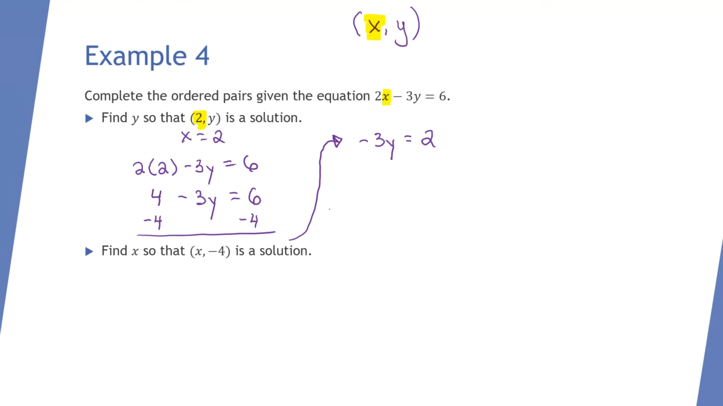Now I want y. I don't want a negative 3 in front of there. That's multiplied. So I need to divide everything by negative 3. So negative 3 divided by negative 3 is a positive 1. So I don't need a 1 in front of my y. I can leave it as y. And then I get a fraction, negative 2/3. And it's totally fine to have a fraction here. Now we have found what y is, and now we know that our ordered pair is 2, negative 2/3.